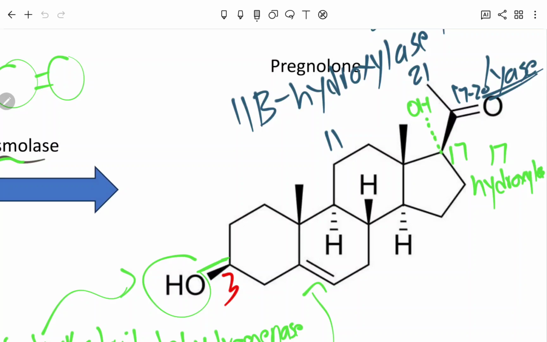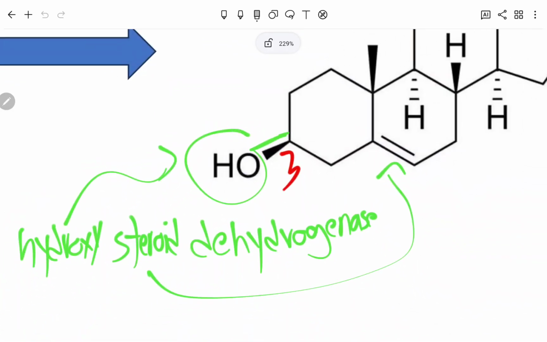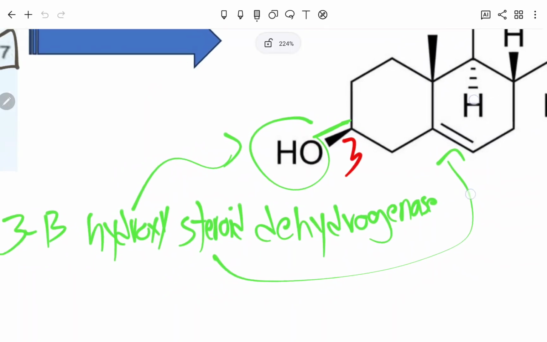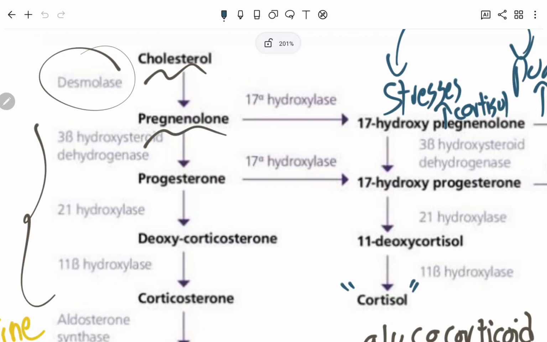And so what's the other major modification that can happen? The hydroxide group at carbon number 3. And so the pregnenolone will undergo dehydrogenation at carbon number 3 by the action of the enzyme 3-beta-hydroxysteroid dehydrogenase. And so here's the enzyme, dehydrogenase, and it converted pregnenolone into progesterone.